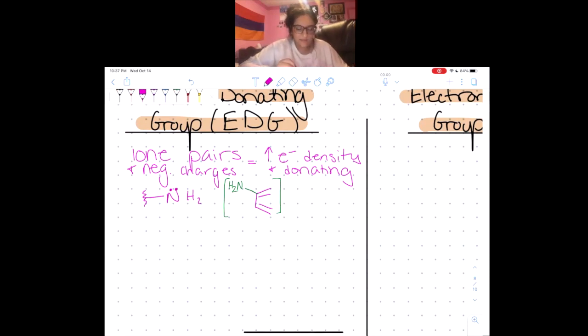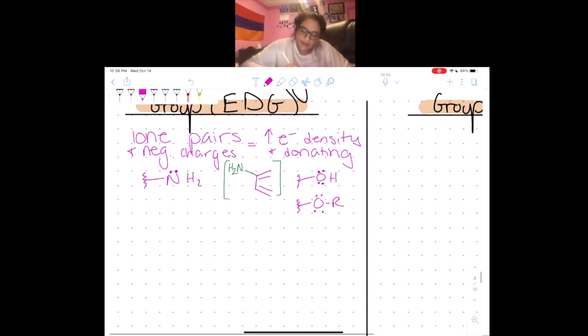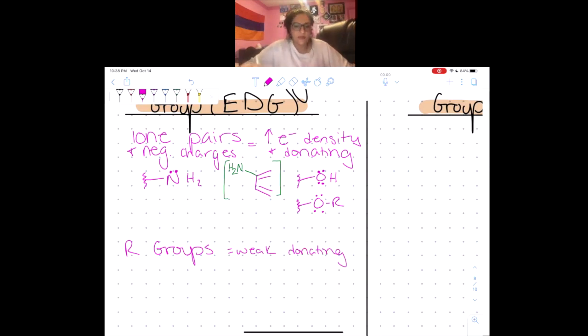So another example of a donating group just like that would be an OH or an OR group. And remember, the R can be any carbon chain. And we also have other electronegative atoms that can do this, but these are the main ones for now. Besides lone pairs, we also have R groups. So R groups are weakly donating, but they are still donating groups.